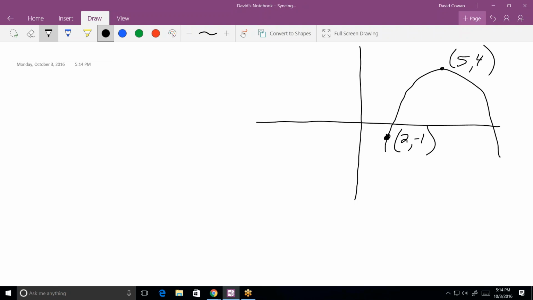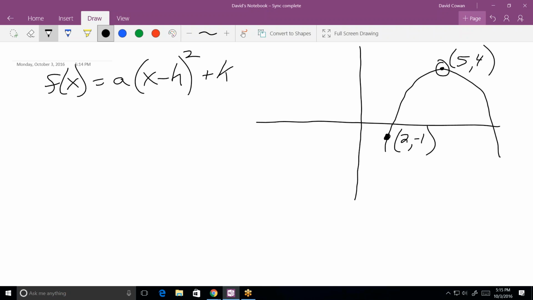All right, there's your vertex. And there's another point that's on the parabola. So how do we come up with the vertex format of this equation? So f of x is equal to a(x minus 5... No, let's start, just to be safe. x minus h plus k.